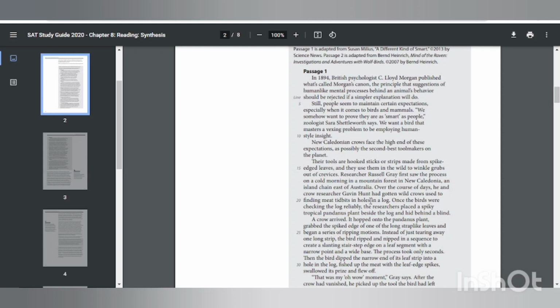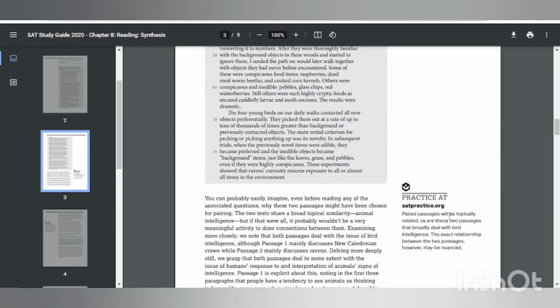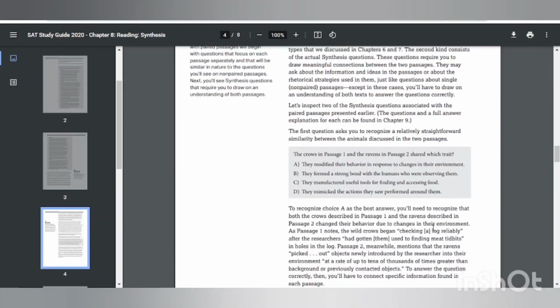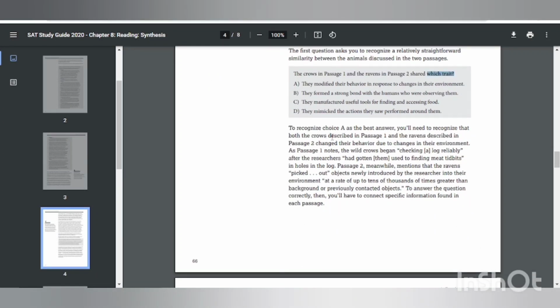There are some things that will be similar in both passages, and there are some things that will be different. So you have to understand what both passages are saying, and you have to be able to make connections to both passages when you're doing a paired passage. It says the crows in passage 1 and the ravens in passage 2 shared which trait? To recognize choice A as the best answer, which is they modified their behaviors in response to changes in the environment, you need to recognize that both crows described in passage 1 and ravens described in passage 2 changed their behavior due to changes in the environment.